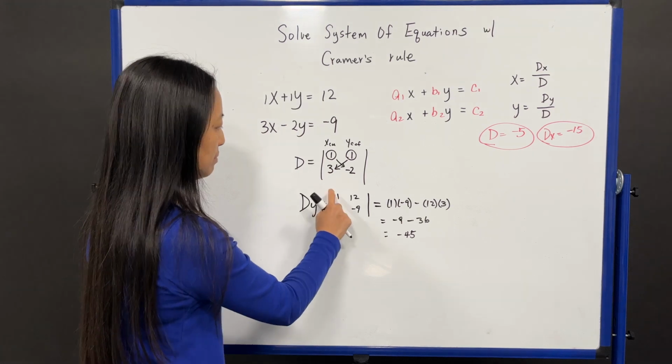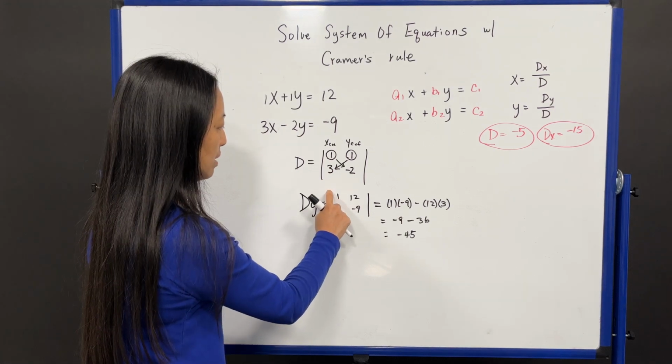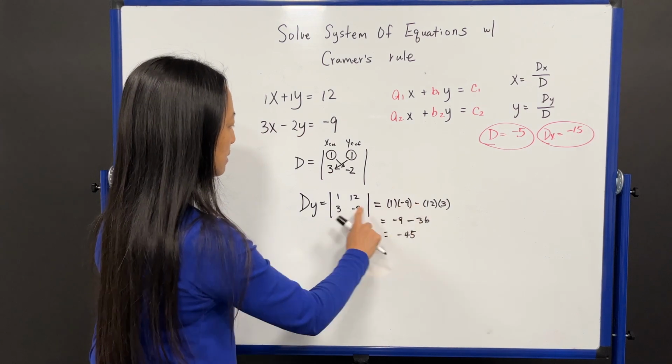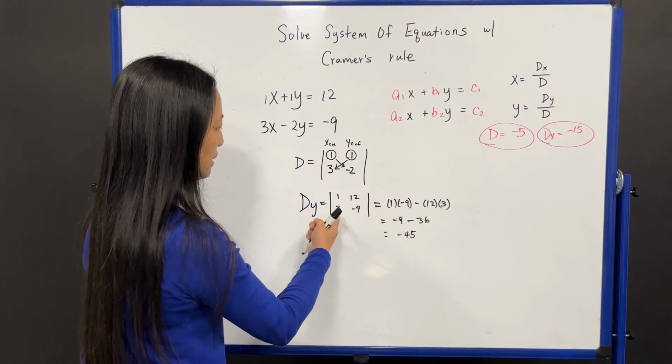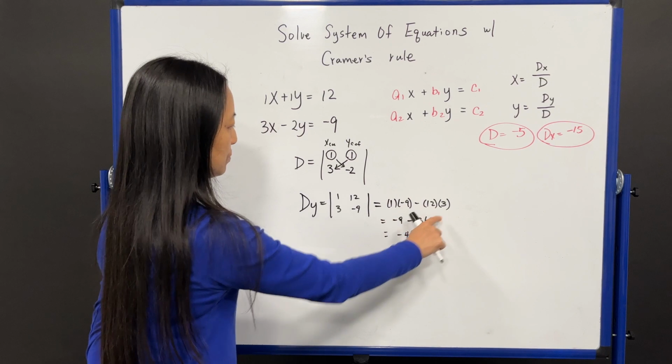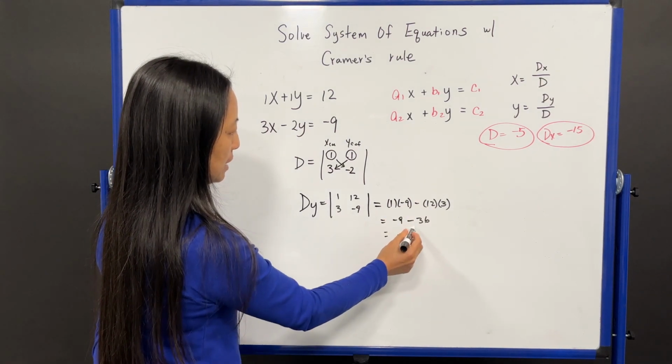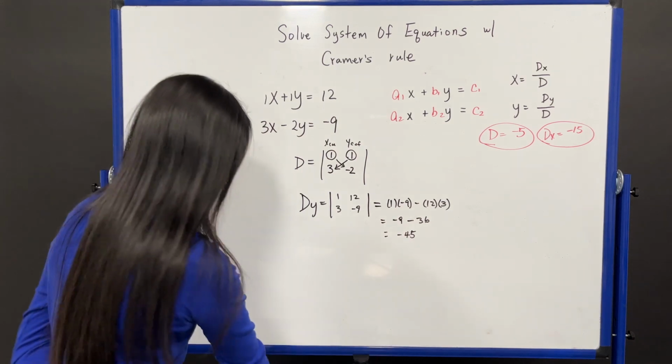To get Dy, we take the first number 1 and multiply diagonally. So 1 times negative 9 minus the second number 12, multiplied diagonally, 12 times 3. This is negative 9 minus 36, and we get negative 45.